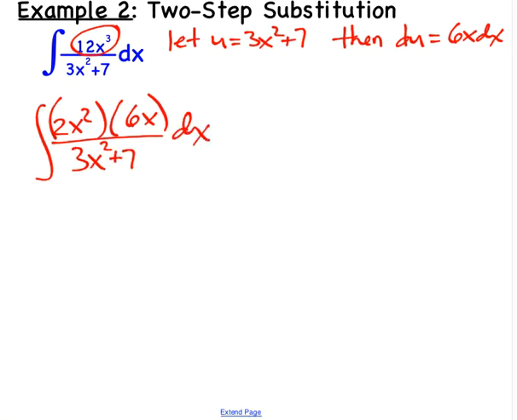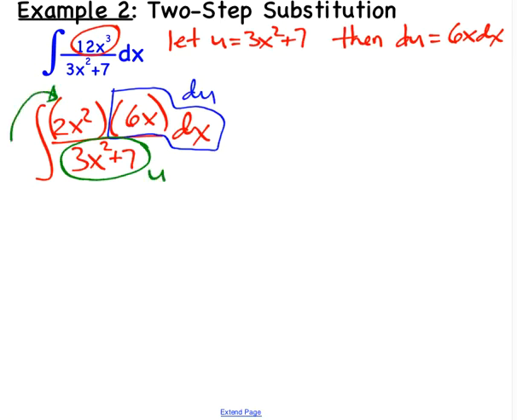And once we have this, we can see that everything over here is our du. And we see that the denominator is our u. And once again, we have extra. We need to replace that x squared. The 2 will just move out in front of the integral. It's a constant. But the x squared we need to replace.